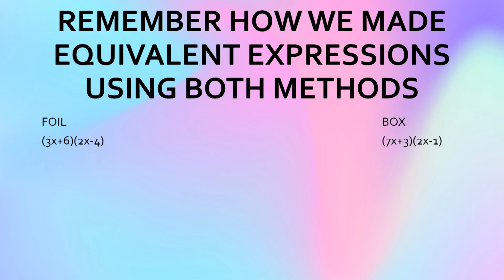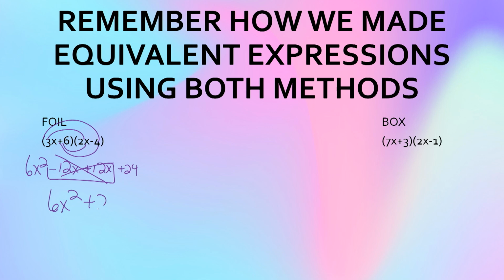First, we have our f, which is our first, which is 6x squared. My outer ones, minus 12x. My inner ones, plus 12x. And then my last ones, which are 24. Okay, so I have to put my like terms together. Negative 12 plus 12 is 0. So I have 6x squared plus 24.